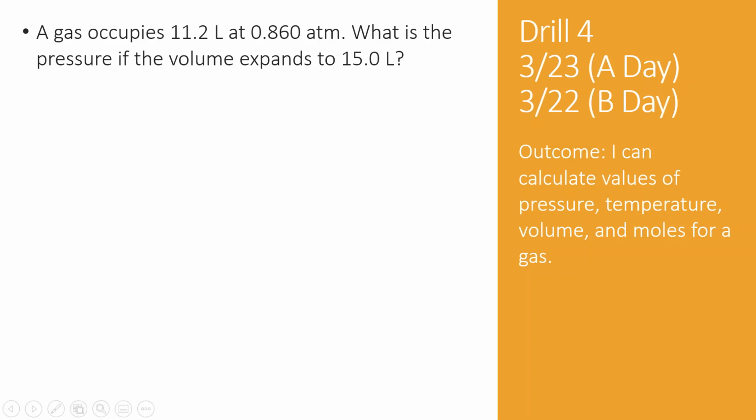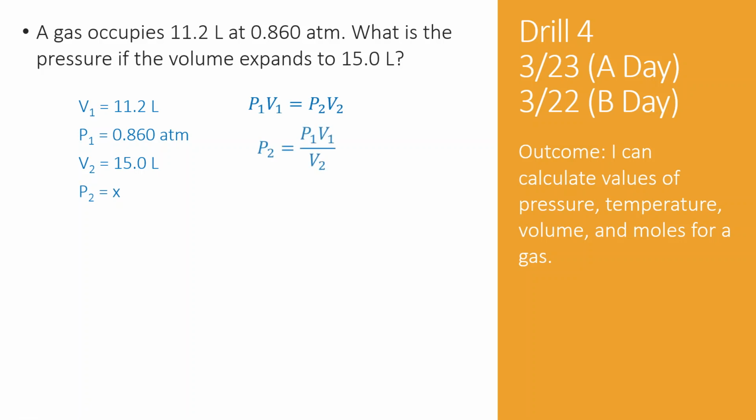So this gas is occupying a volume of 11.2 liters at its initial pressure of 0.86 atm. We want to know what the pressure will be when we increase the volume to 15 liters. So based on the variables we've identified here, we're going to use Boyle's law, P1 V1 equals P2 V2.